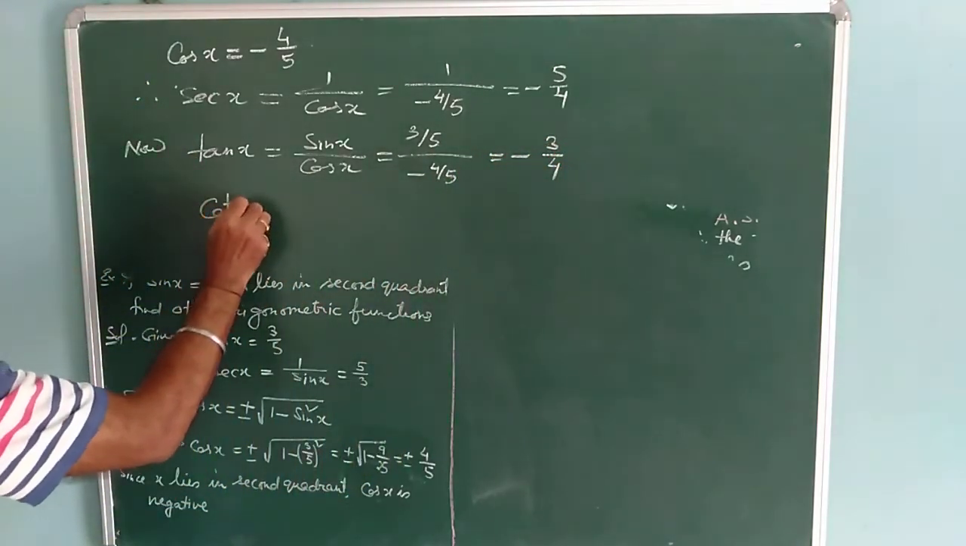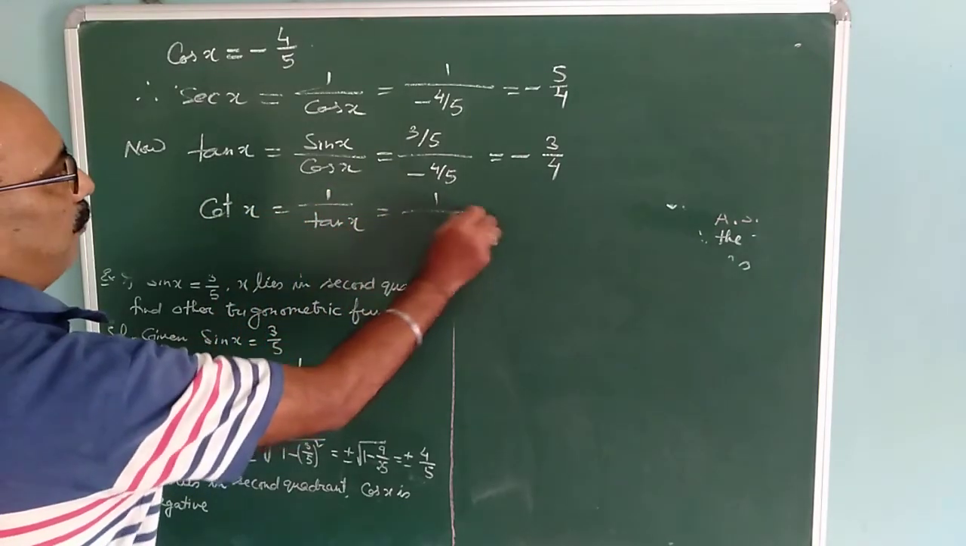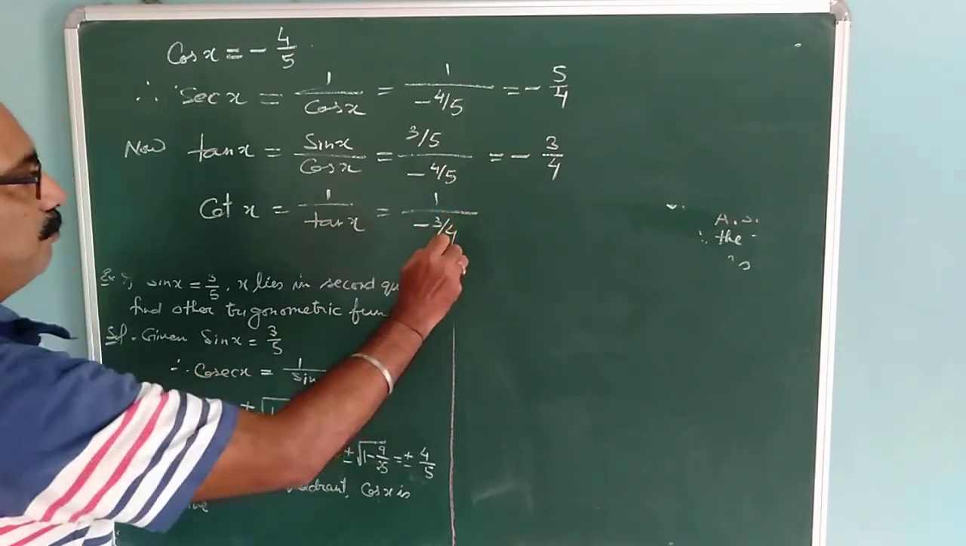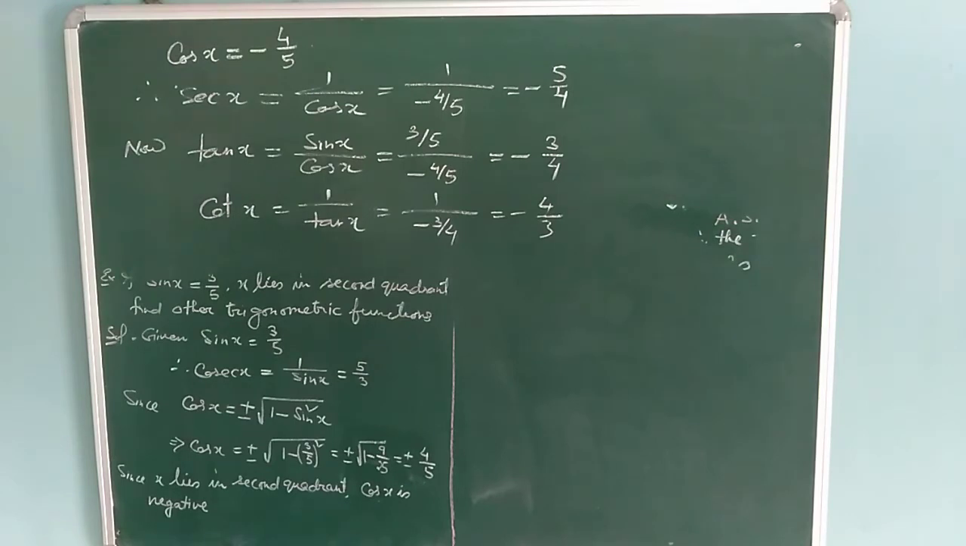So cot x is 1 by tan, so minus 1 by 3 by 4 means minus of 4 by 3. So you see, in this quadrant sine is positive, cosec positive, cos negative, sec negative, tan negative, cot negative. Okay. Similarly, we can find some other problems when x is, suppose, in fourth quadrant or in third quadrant, like this one. Okay.